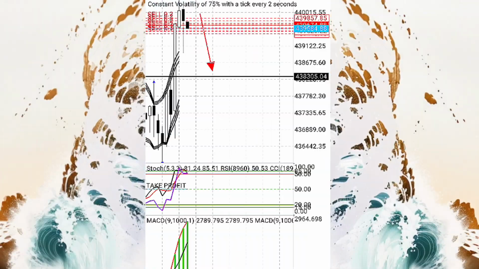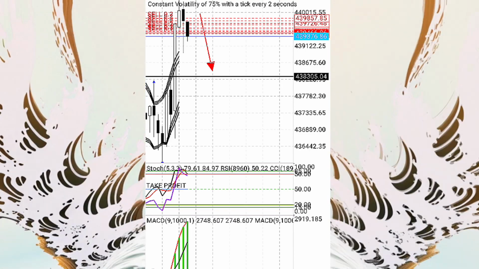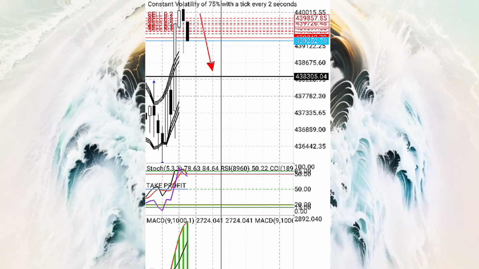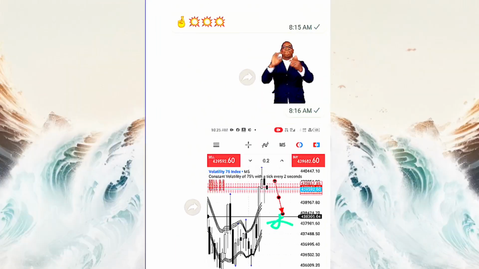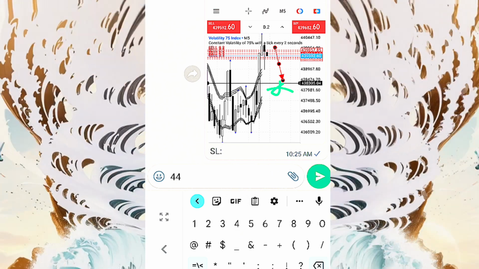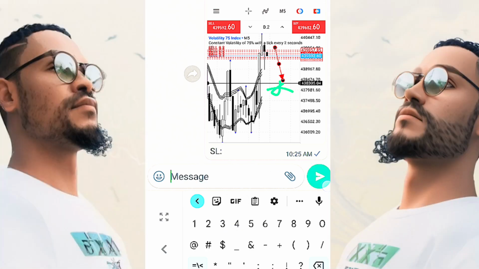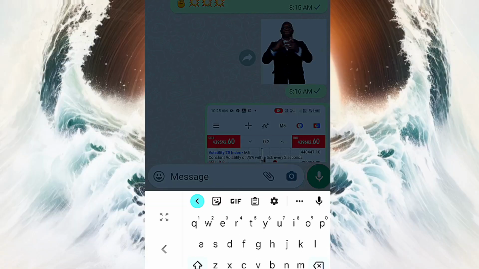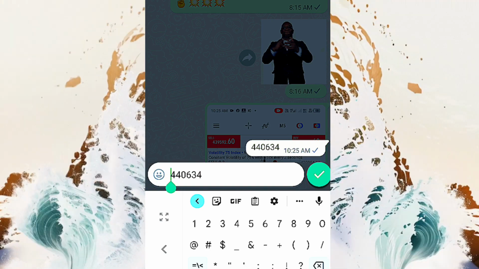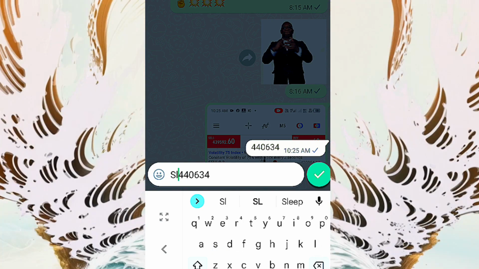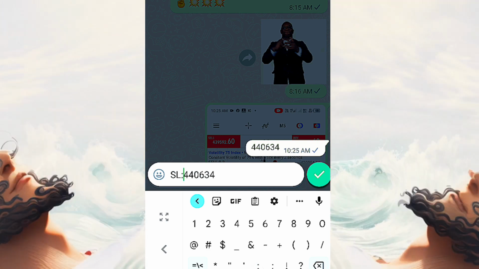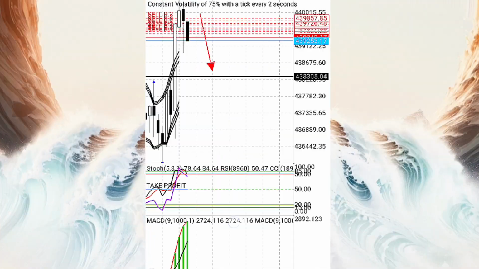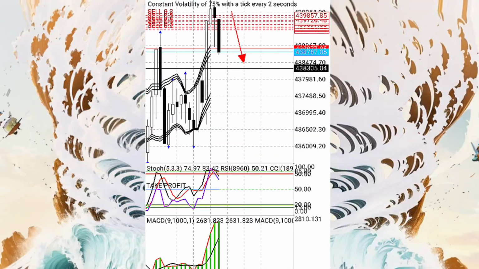Let me send the stop loss to my community. 440634, that's the stop loss. So that is it. We're on maximum profit right now. You can see what we have.